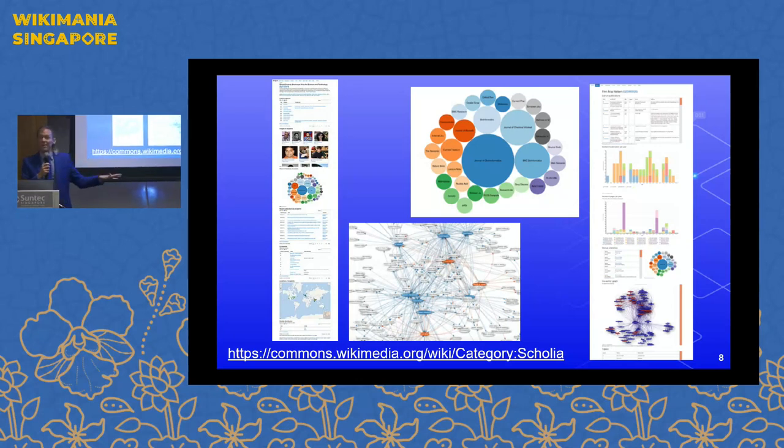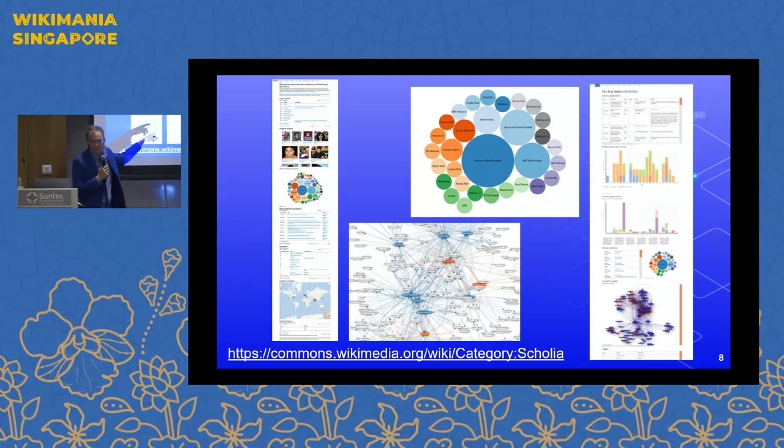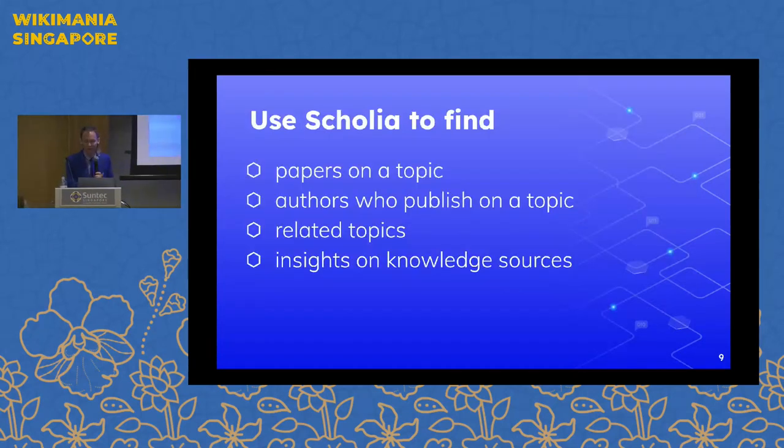So that's the skill I wanted to teach you. Navigate to Scholia, type in a search term, look at these visualizations to help you find the research papers that you want to do research in Wikipedia or research anywhere else, and then be enlightened. You've found good information. You can develop Wikipedia or anything else.